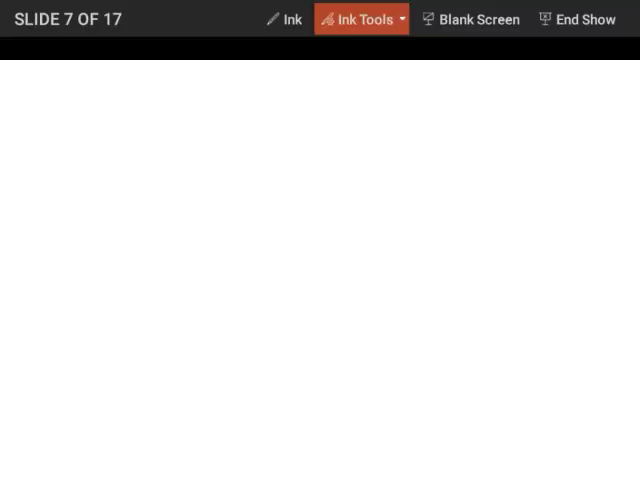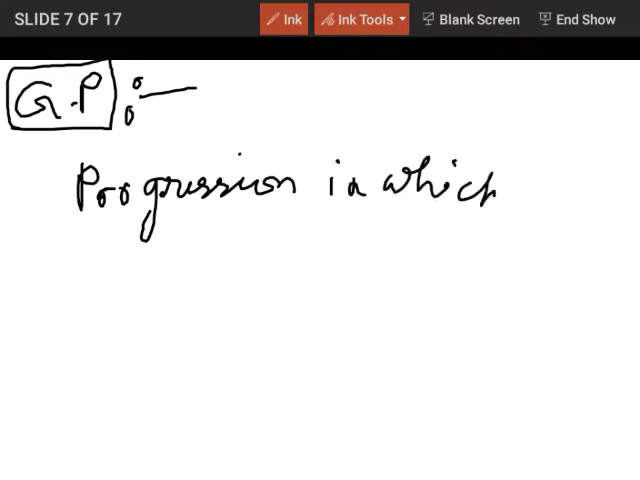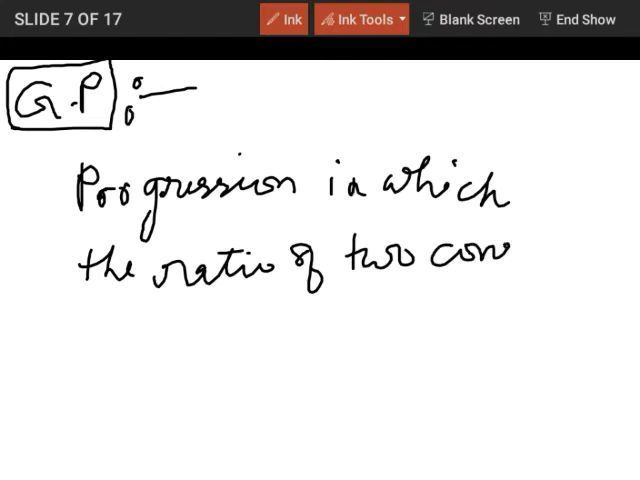Now, what is geometric progression, or GP? A GP is a progression in which the ratio of two consecutive terms is constant.